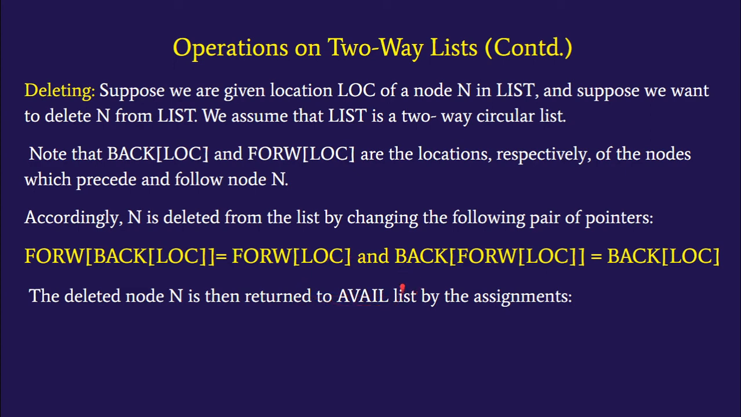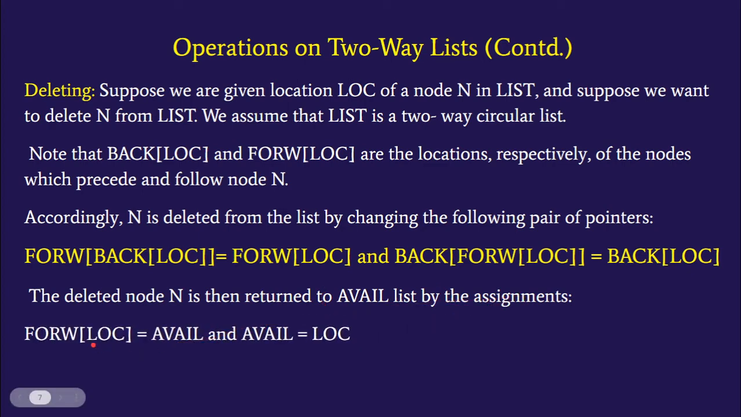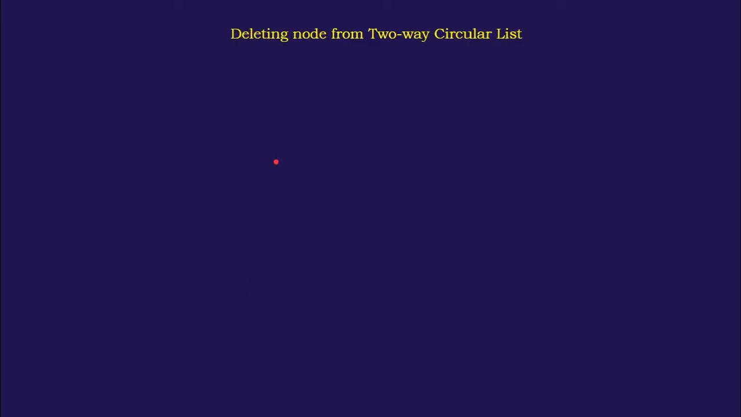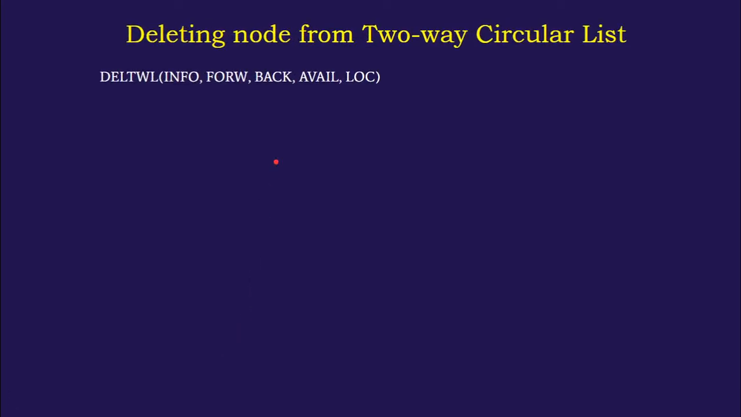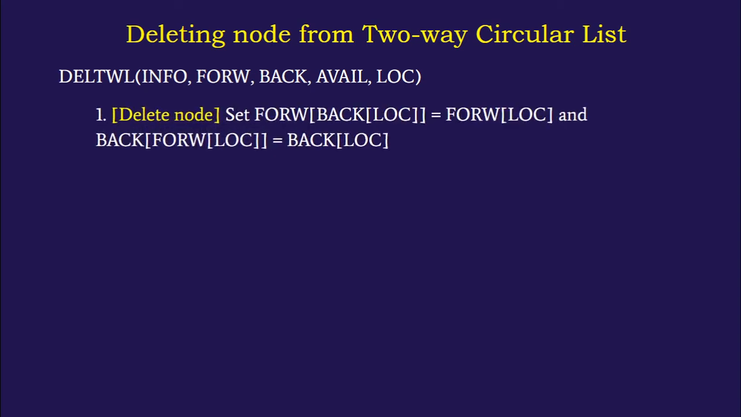Avail is the list of freely available space in memory. So once any data is deleted, that location or memory has to be returned to the avail list. This is done by forward of LOC is equal to avail, and avail is equal to LOC. That means we are returning the freed node to the avail location. And let us see how the deleting can be done using this algorithm. The same is given in a step-by-step approach.